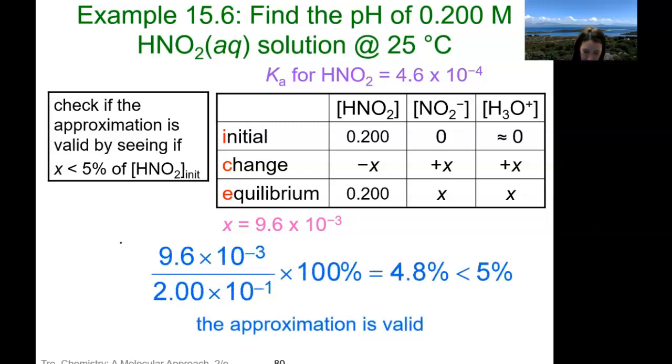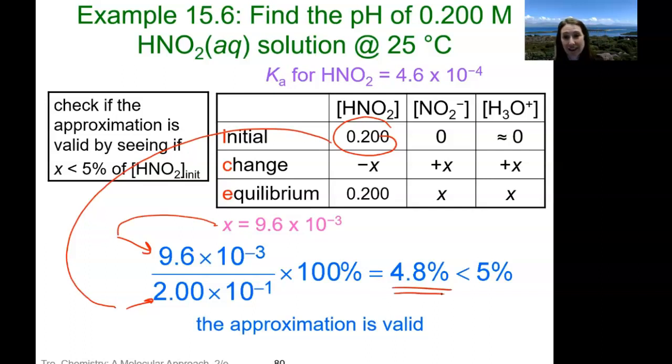So we have our x, that's our change over our original concentration. Less than 5%, but just barely, right? That means that we don't need to go back and solve the math in a more difficult way. We can do it using the simplified manner because our x, again, was less than 5%. So now we can find our pH.